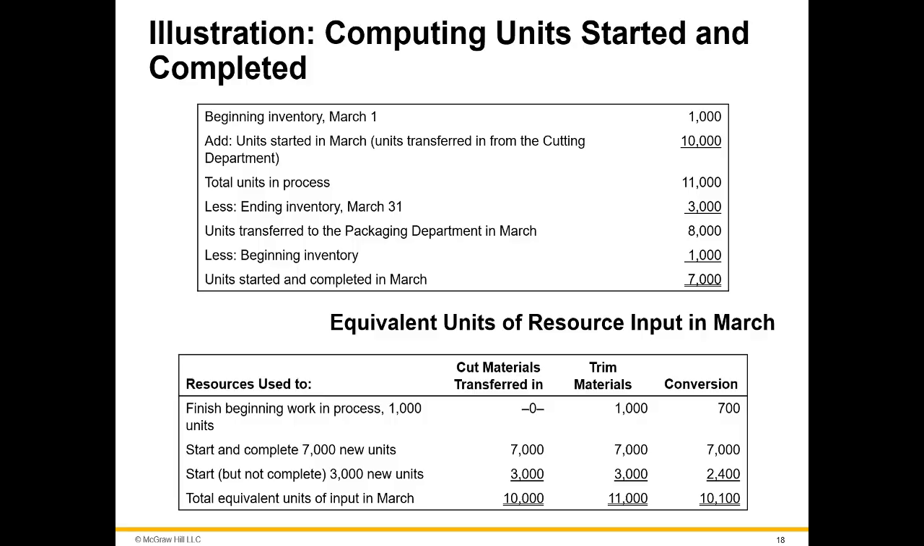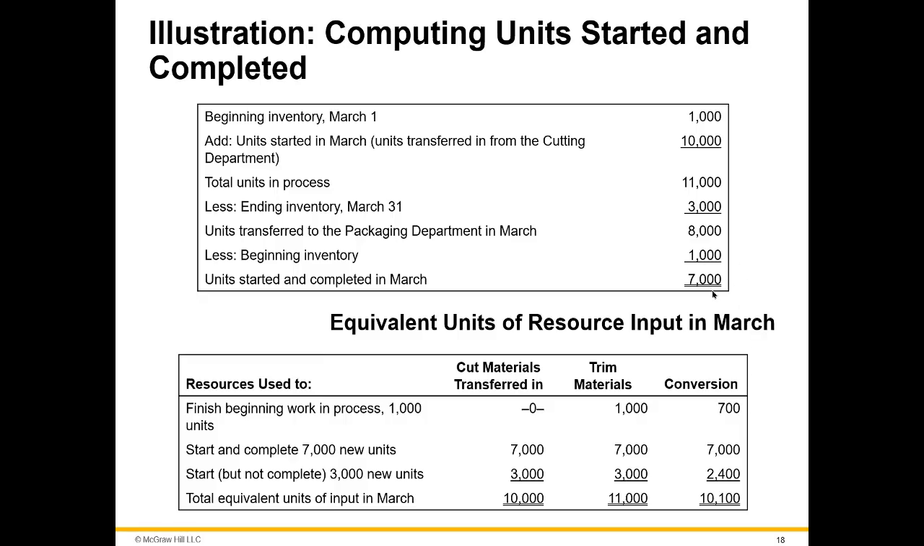So what are the equivalent units of resource input in March? Okay, we had to finish the beginning work in process of 1,000 units. So we didn't have any transferred in there, but we added 1,000 units or had 1,000 units where we did trim materials, and then we completed 700 units here. We also started and completed 7,000 units, and that is here. So here's our 7,000 units right here.